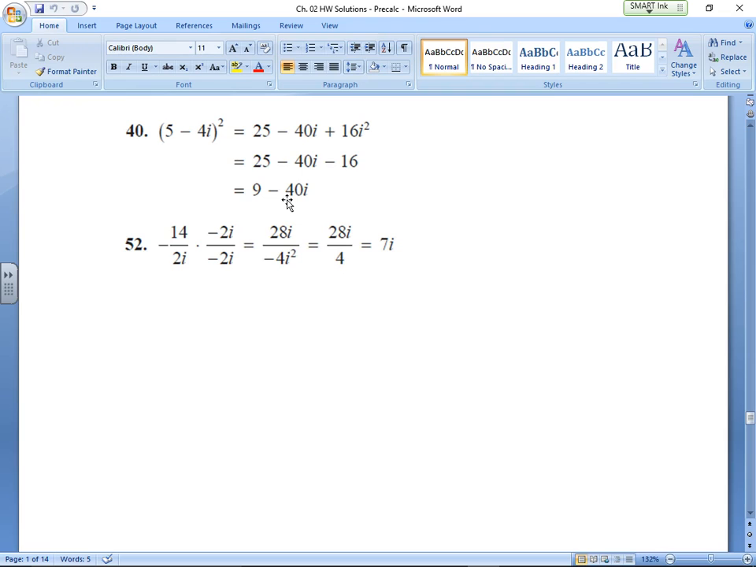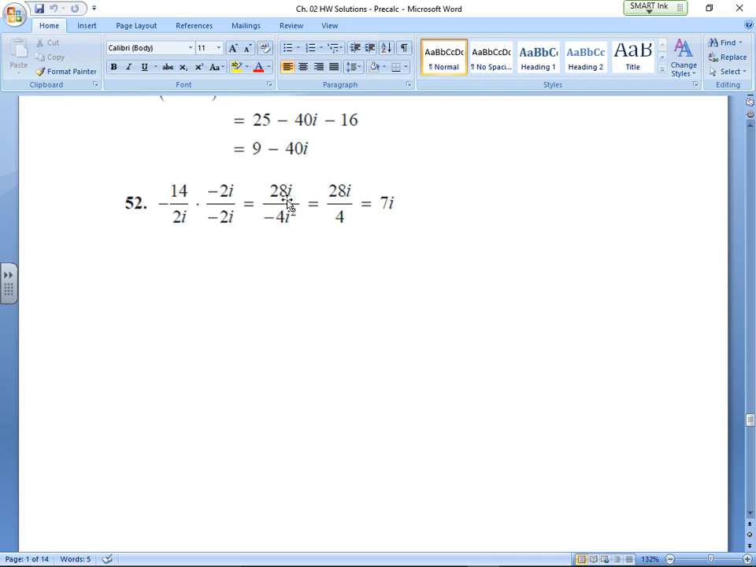Number 52. We had to simplify. Now this one was a little bit messy, because you could just do an I. You could have just done an I. They saw the 2 and saw the negative, and they did all this extra stuff. But either way, even if you just did times I over I, did you simplify it to 7i? Positive 7i. I squared changes into a negative. Positive 7i.